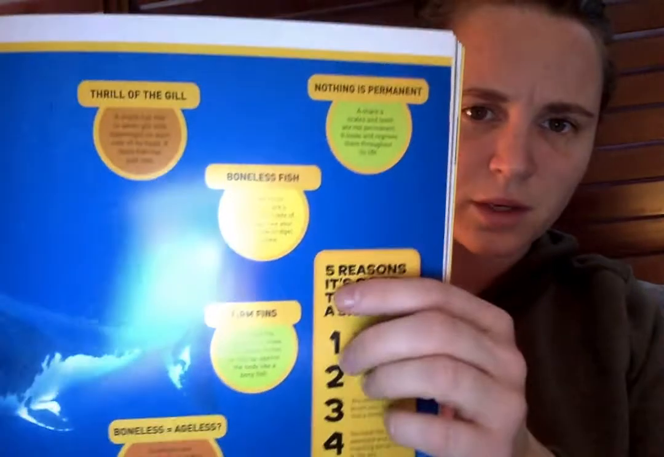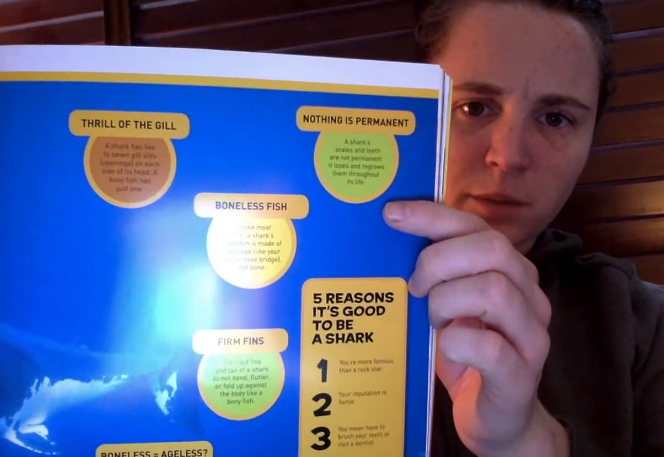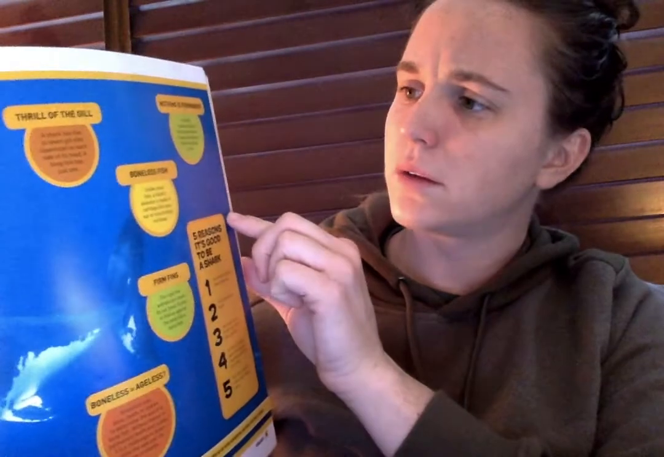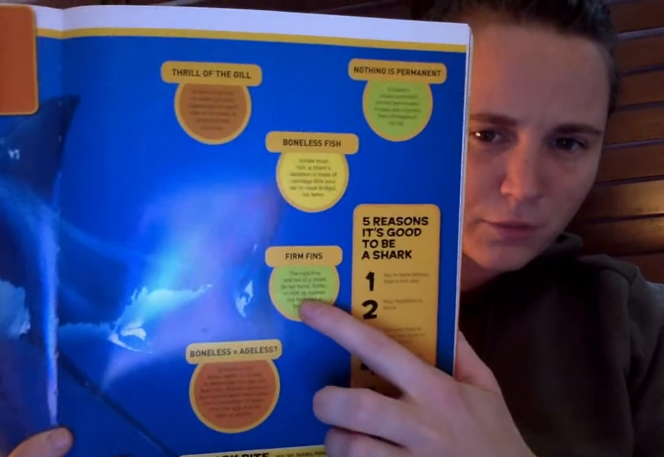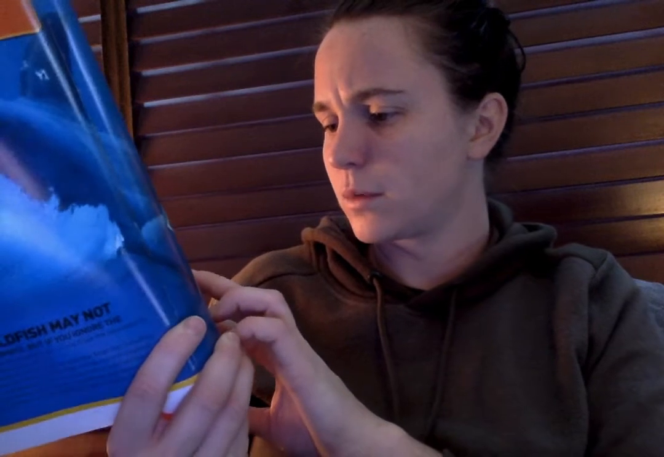And then if I look up closely here, it says nothing is permanent. Scales and teeth aren't permanent. They grow and regrow, and they lose them. There's gills. That they're boneless fish. That sharks are actually made of cartilage, like what's made in our nose. That they have firm fins. That boneless equals ageless. Scientists use bone, teeth, or scales to determine the age of a bony fish. So it's hard to tell, since sharks don't have bones, how old they are. And then also 5 reasons it's good to be a shark.